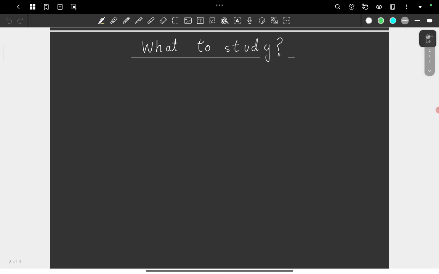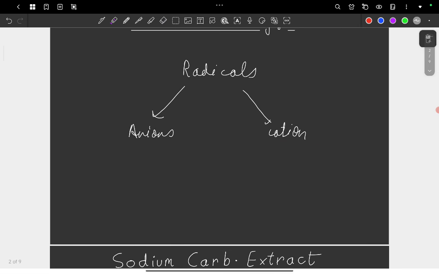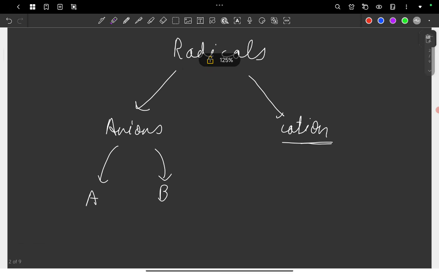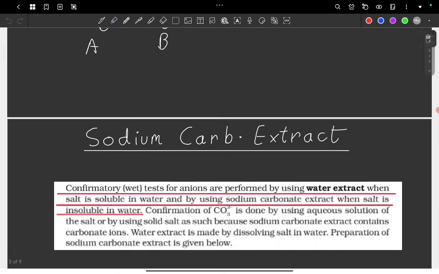So what to study for salt analysis? You have to study radicals. These are broken down into anions and cations. Cations we also call basic radicals because they are metals, so basic. And anions we also call acidic radicals. We will do cations later, but first we will do anions. Here we have two groups, A and B, and today we will be covering the entirety of group A in one shot. So let's begin.